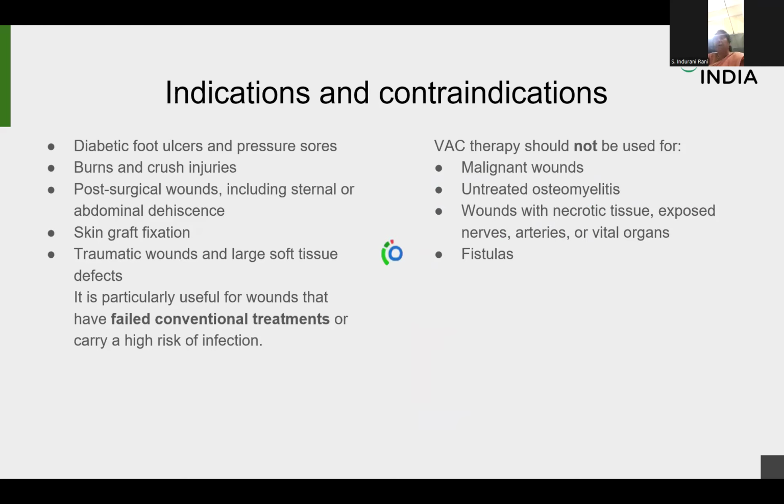The vacuum dressing indications and contraindications: the vacuum dressing is suitable for diabetic foot ulcers and pressure sores, burns and crush injuries, post-surgical wounds including sternal and abdominal wounds, skin graft fixation, traumatic wounds, and large soft tissue defects. It is particularly useful for wounds that have failed conventional treatment or carry a high risk of infection. But VAC therapy should not be used for malignant wounds, untreated osteomyelitis, wounds with necrotic tissue, exposed nerves, arteries, and vital organs, or fistula.